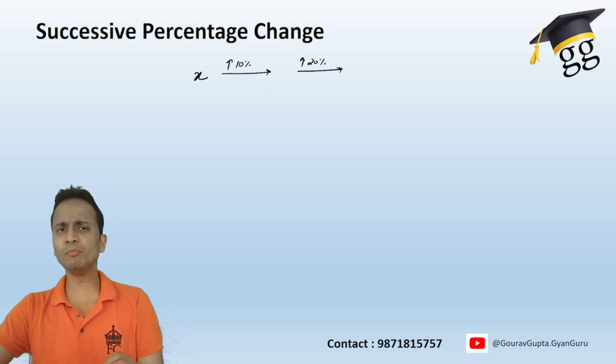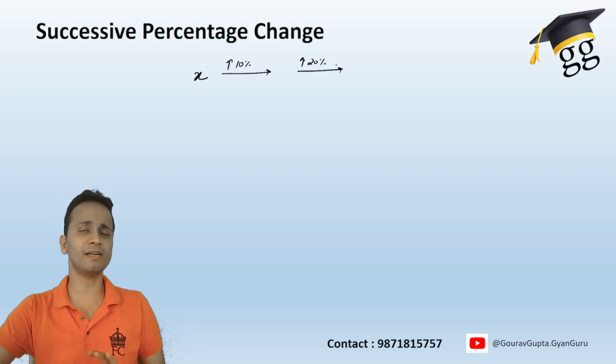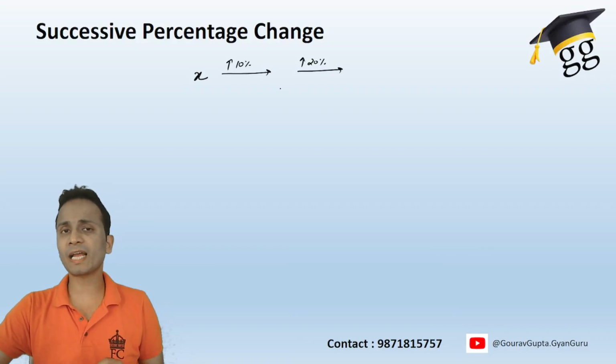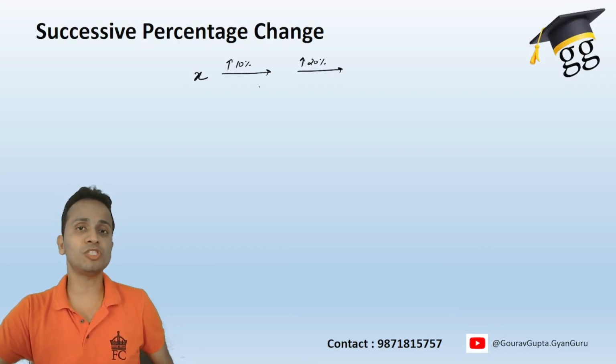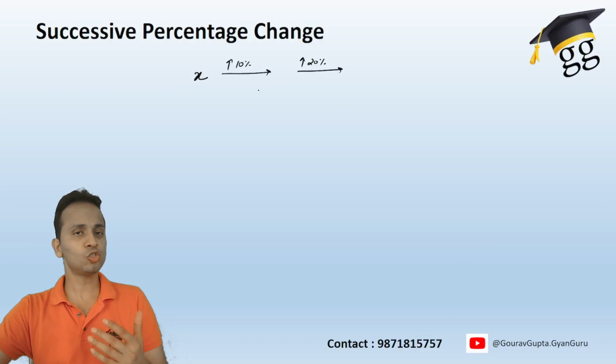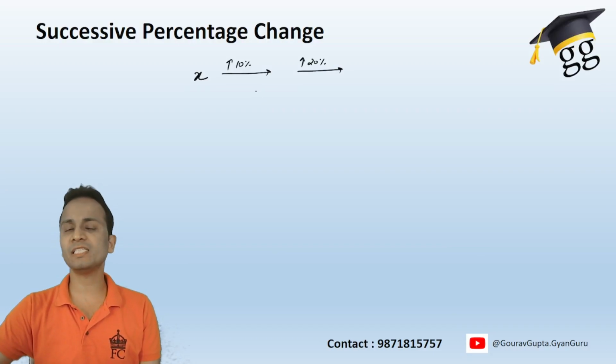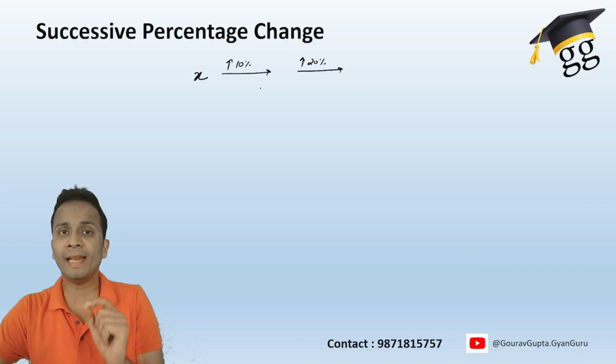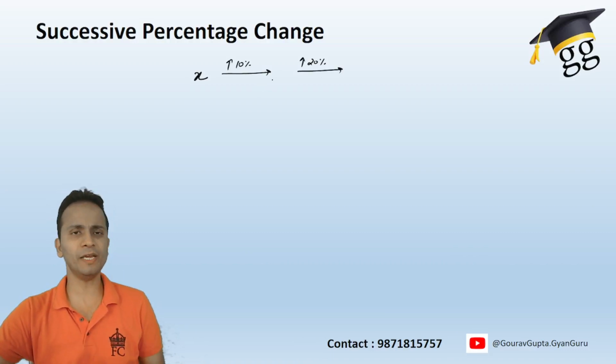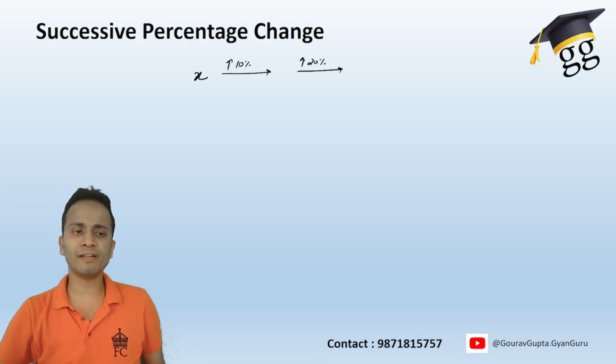अब मुझे यहाँ पे फाइनल वैल्यू कैलकुलेट नहीं करनी, that is not important. मुझे क्या कैलकुलेट करना है? मुझे नेट परसेंटेज चेंज कैलकुलेट करना है. सो अगर x को मैं पहले 10% से इंक्रीज करता हूं एंड देन 20% से इंक्रीज करता हूं, सो व्हाट विल बी द नेट परसेंटेज चेंज इन दिस केस? ओके, अब इसको कैलकुलेट करने के डिफरेंट मेथड्स हैं.